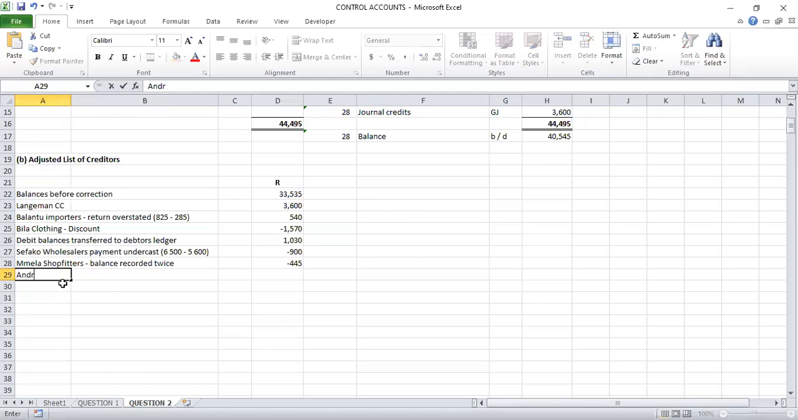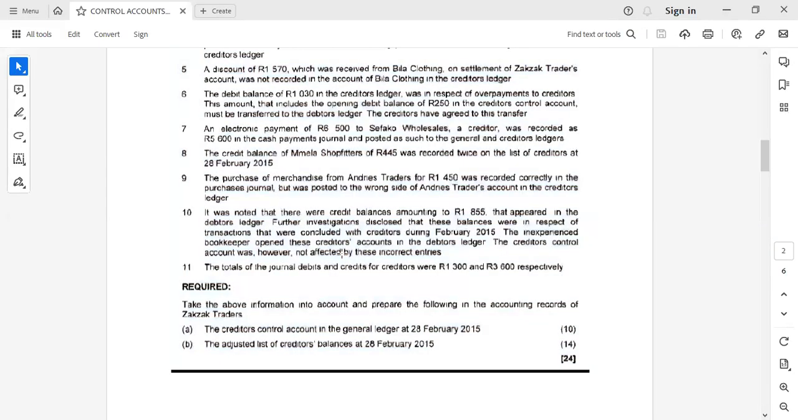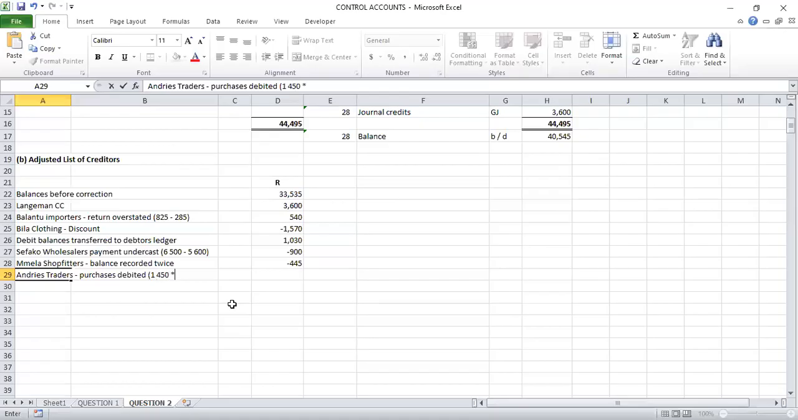Andres Traders purchase is debited. So if something is recorded on the wrong side, to correct it, you multiply the amount by 2. The first amount is to cancel the wrong entry. Then the second entry is to make the correct entry. So we'll say 1,450 multiplied by 2. What do we get? 2,900.